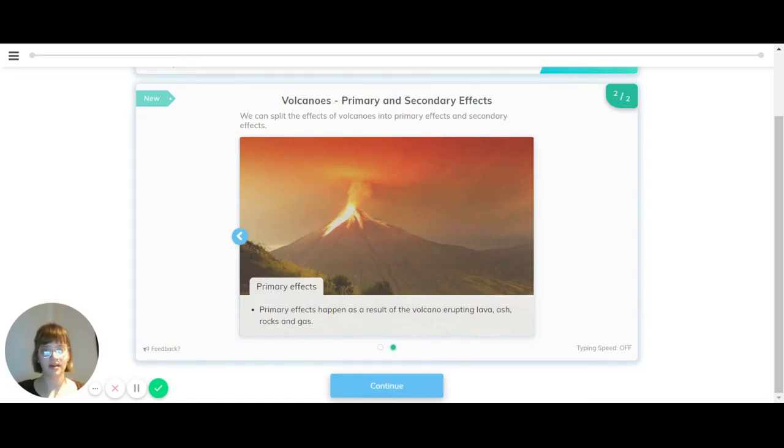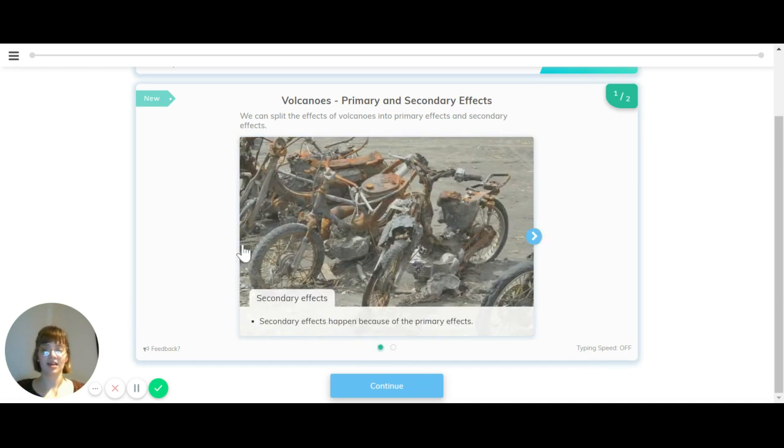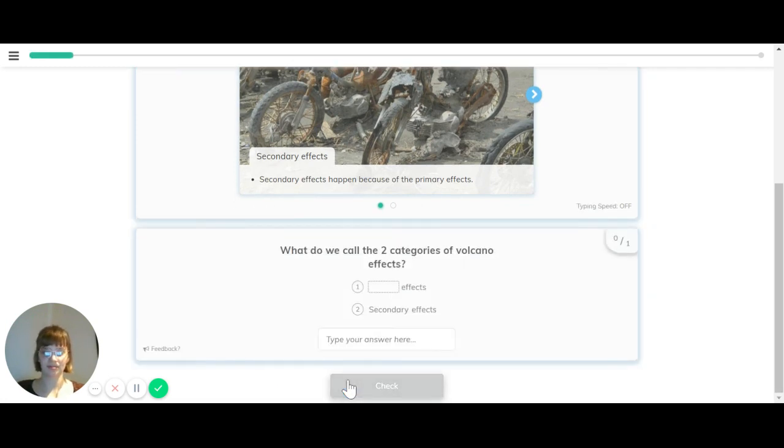For this we'll be looking at volcanoes and the different effects. So we can split the effects of volcanoes into primary effects and secondary effects. Primary effects are ones that happen as a result of the volcano erupting. So, erupting lava, ash, rocks and gas, these are things that come out, and these can have primary effects. And then secondary effects are ones that happen because of the primary effects.